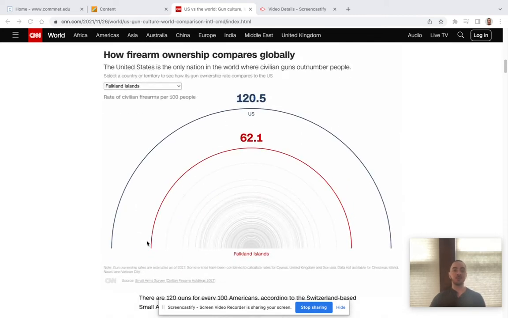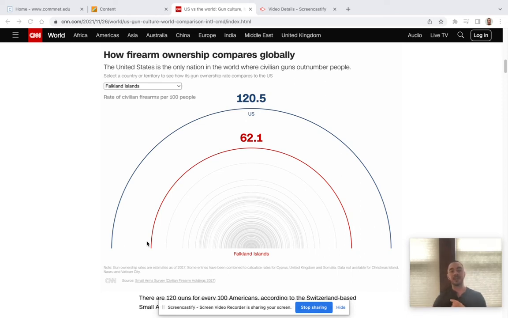In this case, if we scroll through and take a look at some of the infographics that are included, we see that the author is using both text as well as imagery in order to invoke logos to make their point. So the infographic that we're looking at now compares US gun ownership. For every 100 people in the United States, there are 120.5 guns.